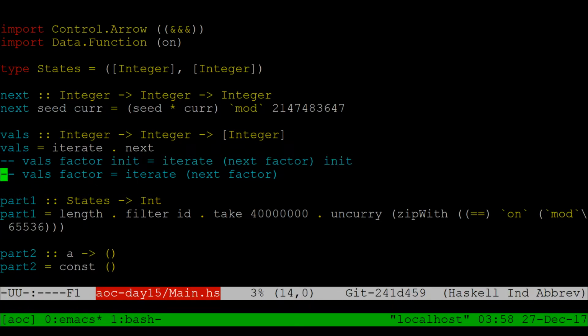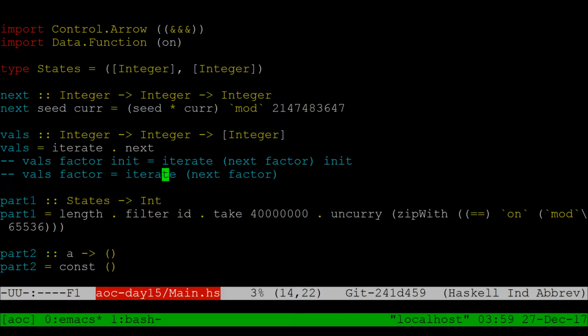The simple thing to do would say, well, vals takes a factor and an initial value, and iterates by calling the next function produced from that factor on the init value. And next is just multiply them together and take them mod whatever. And so, fine, you could write that. But look, we have this init function at the end, which is just being passed along. You could eta reduce that and omit it and let currying take care of it for you. And so you could say, vals of factor is iterate next of factor, right? Seems good.